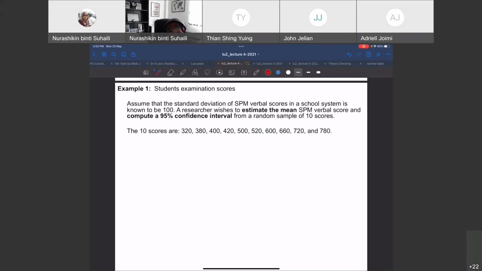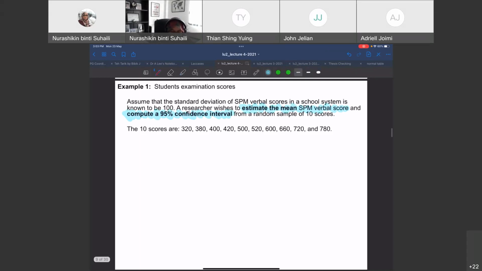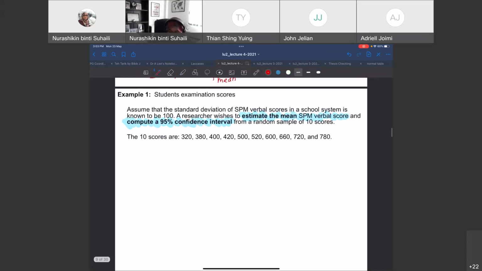So we have to find what's the mean SPM verbal score and compute a 95% confidence interval. The information that we have here is the standard deviation in a school system. This one is referring to the population.